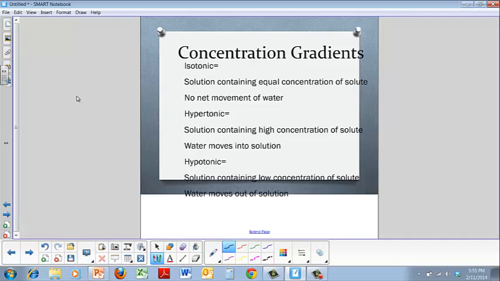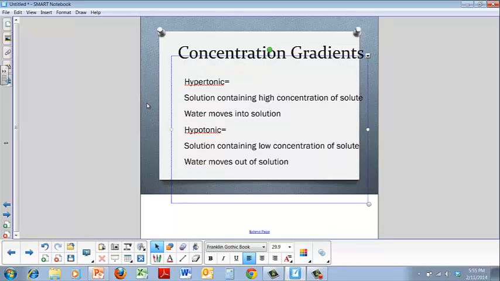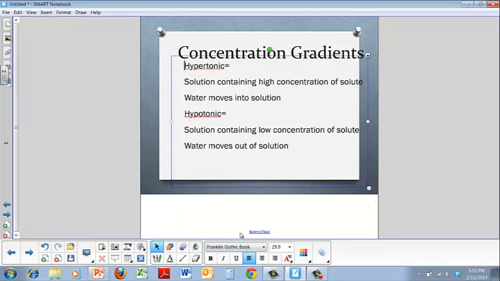Our next category that we're going to talk about is hypertonic. So let me go ahead and just get rid of this. Sorry, the import didn't quite work like I wanted it to.